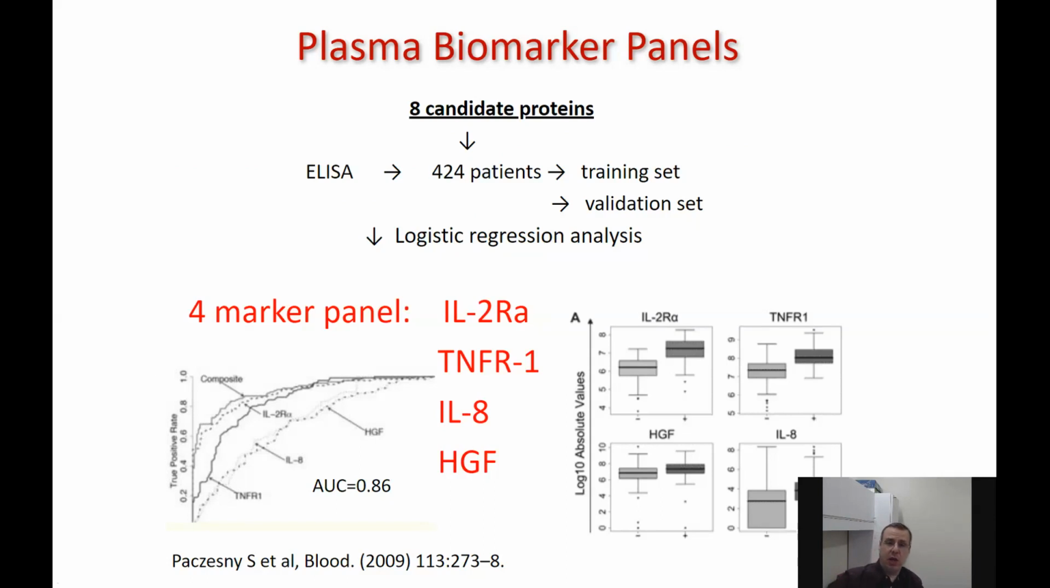And among these multiple potential biomarkers, 8 candidate proteins were identified, and using ELISA methodology, they were tested on 424 patients that were separated into a training set and a validation set. And logistic regression analysis helped the researchers derive a 4-marker panel, which involved interleukin-2 receptor, TNFR1, IL-8, and HGF. And these 4 proteins in combination, this panel was predictive with a pretty high AUC of 0.86.